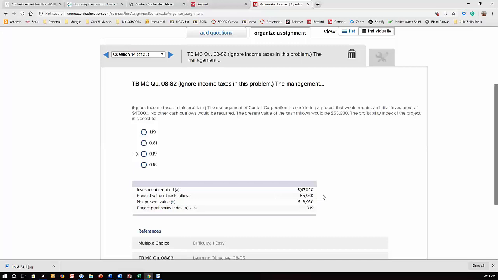So just don't forget that net present value is different than present value, because the net would obviously be, you know, I'm not going to bring in $55,000 just for fun. I've actually had to spend money to make money.